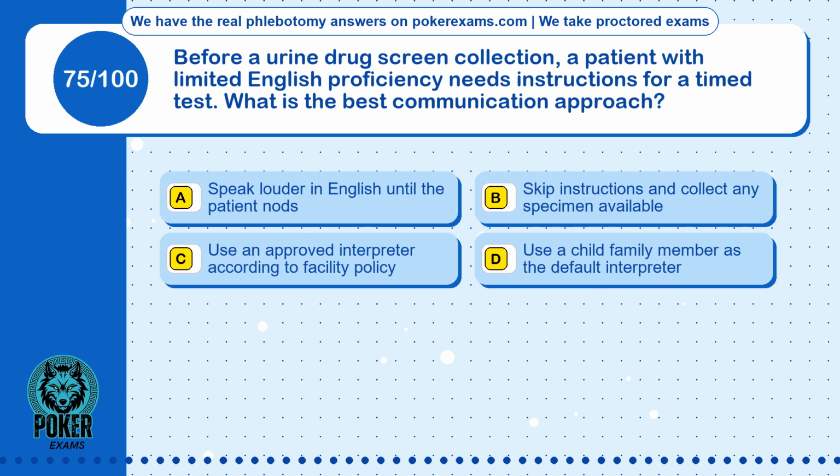Question 75. Before a urine drug screen collection, a patient with limited English proficiency needs instructions for a time test. What is the best communication approach? Option A, speak louder in English until the patient nods. Option B, skip instructions and collect any specimen available. Option C, use an approved interpreter according to facility policy. Option D, use a child family member as the default interpreter.